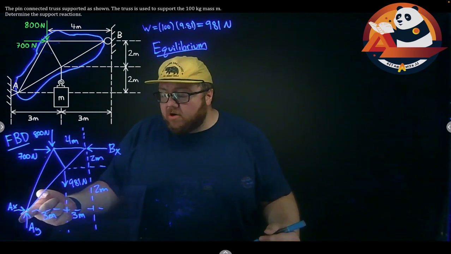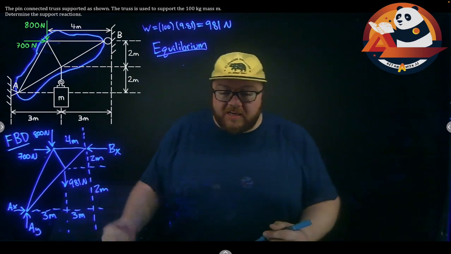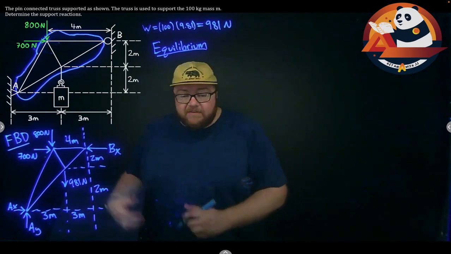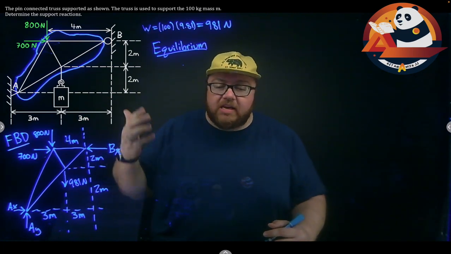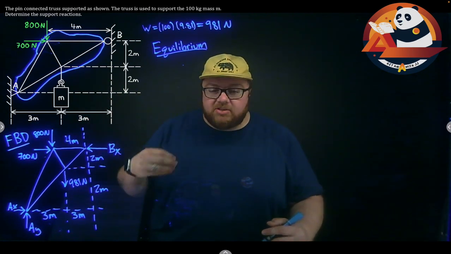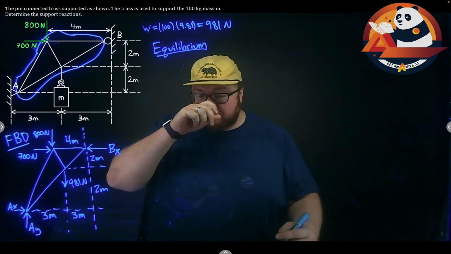Or I could do some moments today. I get rid of Ax and Ay. Bx would be my only unknown. That's also a pretty good place for me to start. If at all possible, do one equation, one unknown to get going on everything. It's going to save us hassle. Don't make a system of equations to solve these problems unless you absolutely have to.